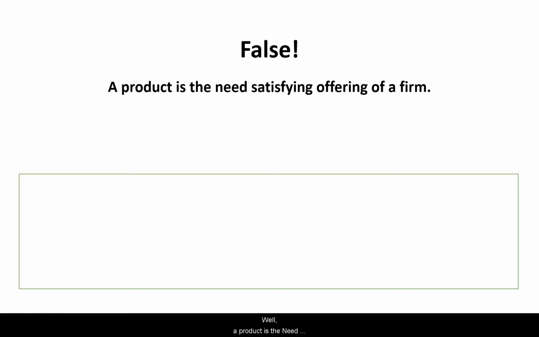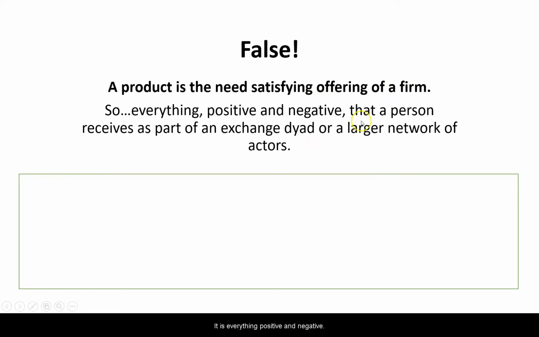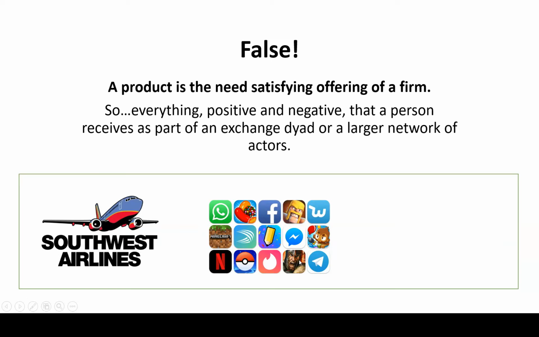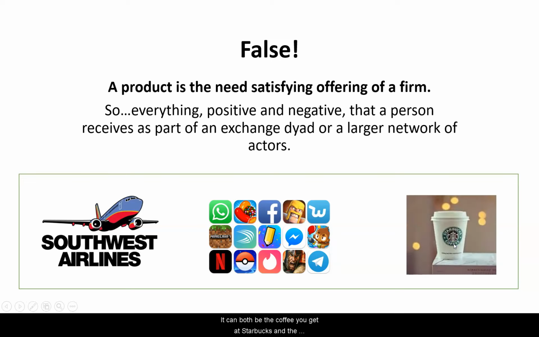What is a product? Well, a product is the need-satisfying offering of a firm. It is everything, positive and negative, that a person receives as part of an exchange dyad or a larger network of actors. It can be admission to a flight that will move you to a new place. It can be an app serving up many kinds of experiences. It can be both the coffee you get at Starbucks and the cozy environment you can sit in.